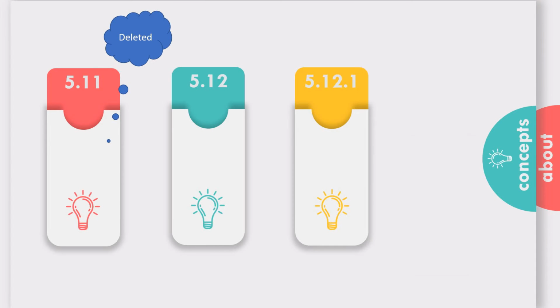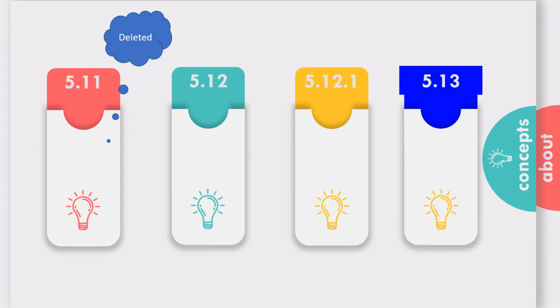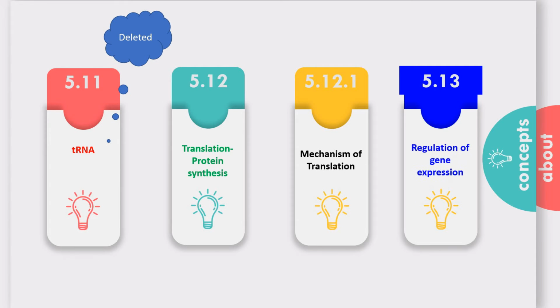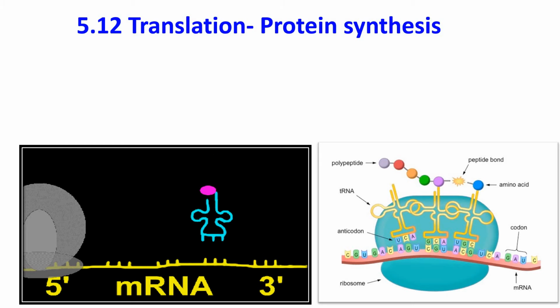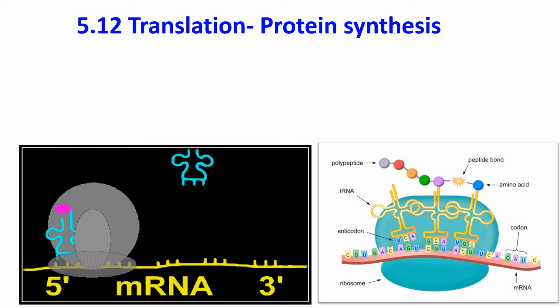Children, today we are going to see the continuation of Chapter 5: 5.11 tRNA, 5.12 Translation, Protein Synthesis, 5.12.1 Mechanism of Translation, and 5.13 Regulation of Gene Expression. In that, 5.11 is a deleted portion for this year. So we pass on to 5.12 Translation.